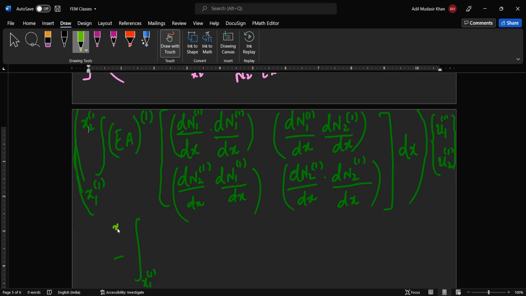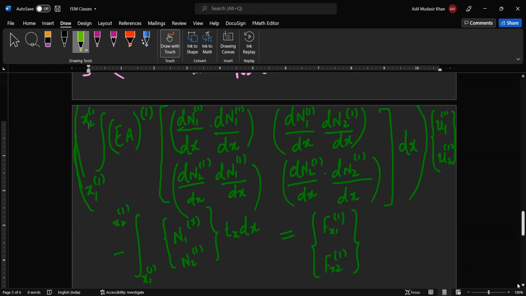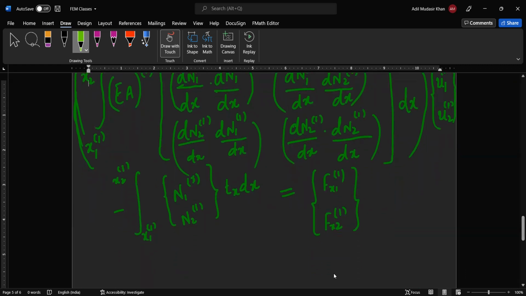integral x1 to x2 into curly brackets n1, n2 for element 1, the shape matrix, t of x d of x. We are actually writing both the two equations together, equal to curly brackets Fx1 for element 1, Fx2 for element 1. This is a very beautiful way of writing both the two equations in a single form, in a matrix form.